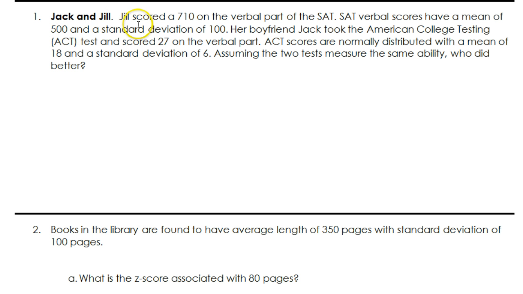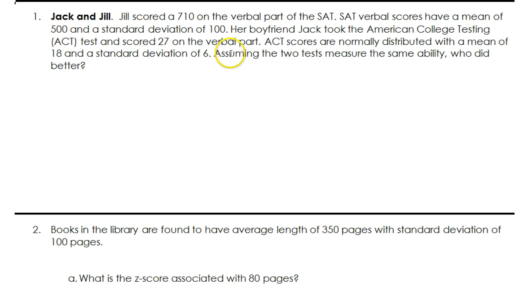Jack and Jill. Jill scored a 710 on the verbal part of the SAT. SAT verbal scores have a mean of 500 and a standard deviation of 100. Her boyfriend Jack took the American College Testing test, and scored 27 on the verbal part. ACT scores are normally distributed with a mean of 18 and a standard deviation of 6. Assuming the two tests measure the same ability, who did better?